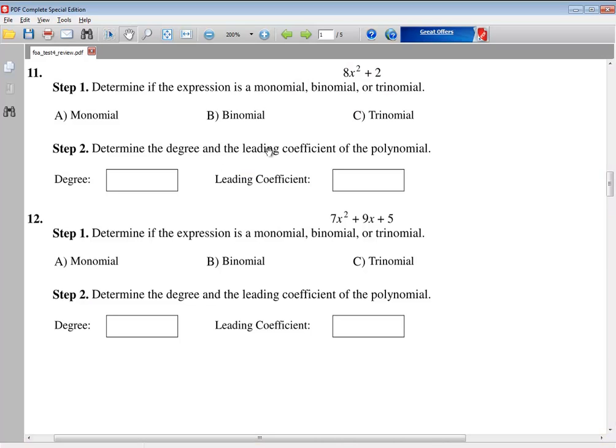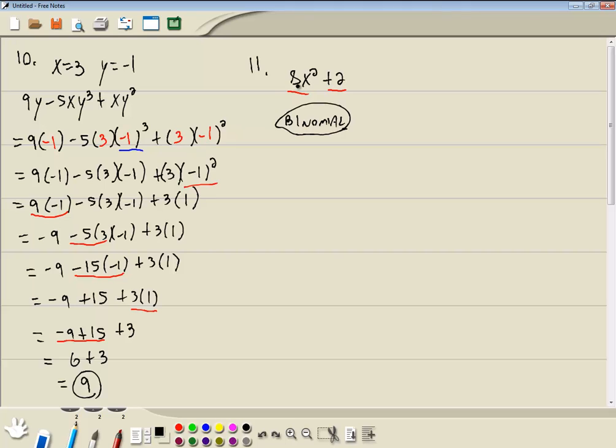Now it says determine the degree and leading coefficient of the polynomial. Now leading coefficient implies it's in standard form. It's arranged from largest power down to smallest, which this is. Your degree, when all you got is x's, your degree is your largest power of x, which would be 2. And the leading coefficient is, you take a look at your first term, that's called your leading term. And the number that's in front of the x to whatever power, that's your leading coefficient. So a leading coefficient would be 8. And that's our answers.